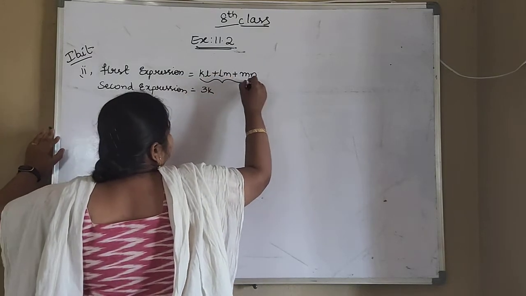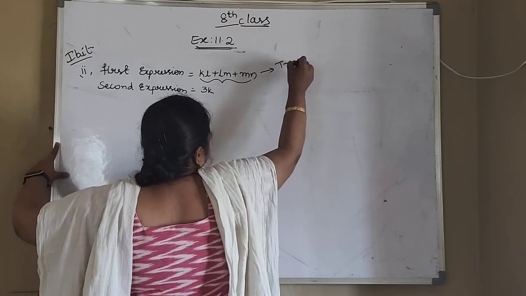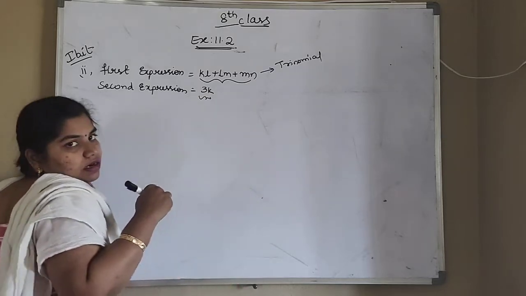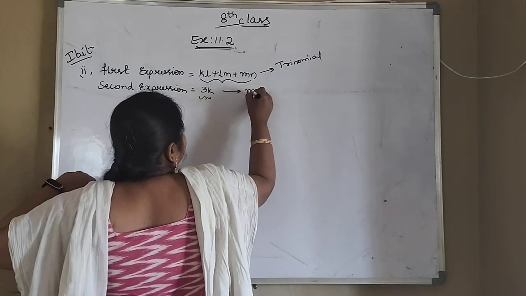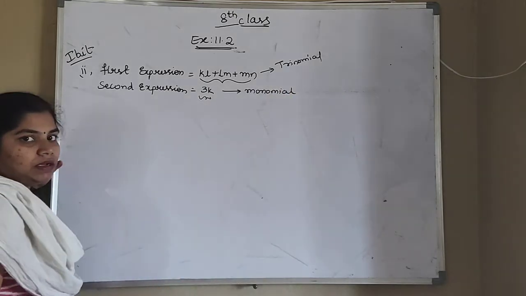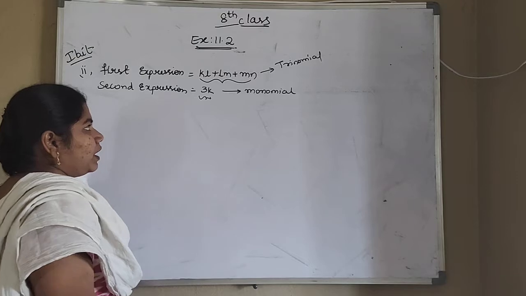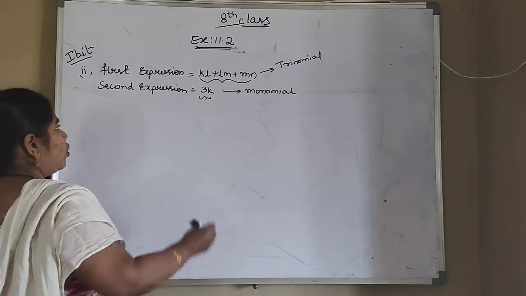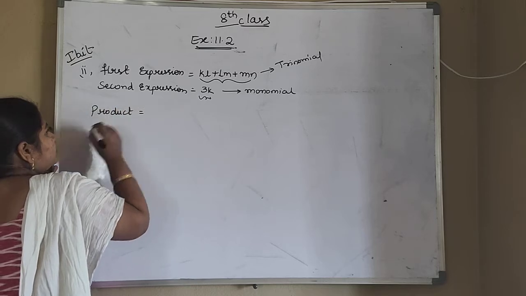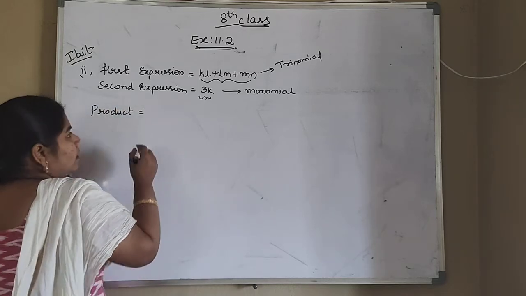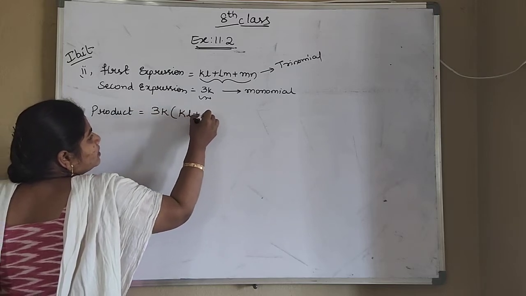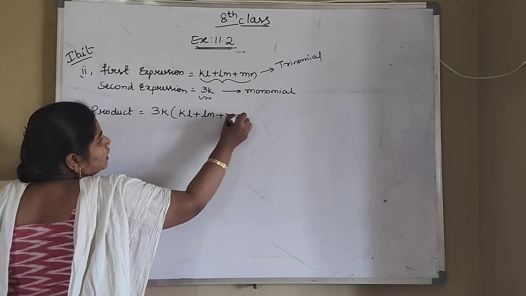So this is a trinomial because it is having three terms, and this 3K is only a single term, so it is a monomial. So we are multiplying monomial with trinomial. So do the product now. Product is equal to 3K into KL plus LM plus MN.